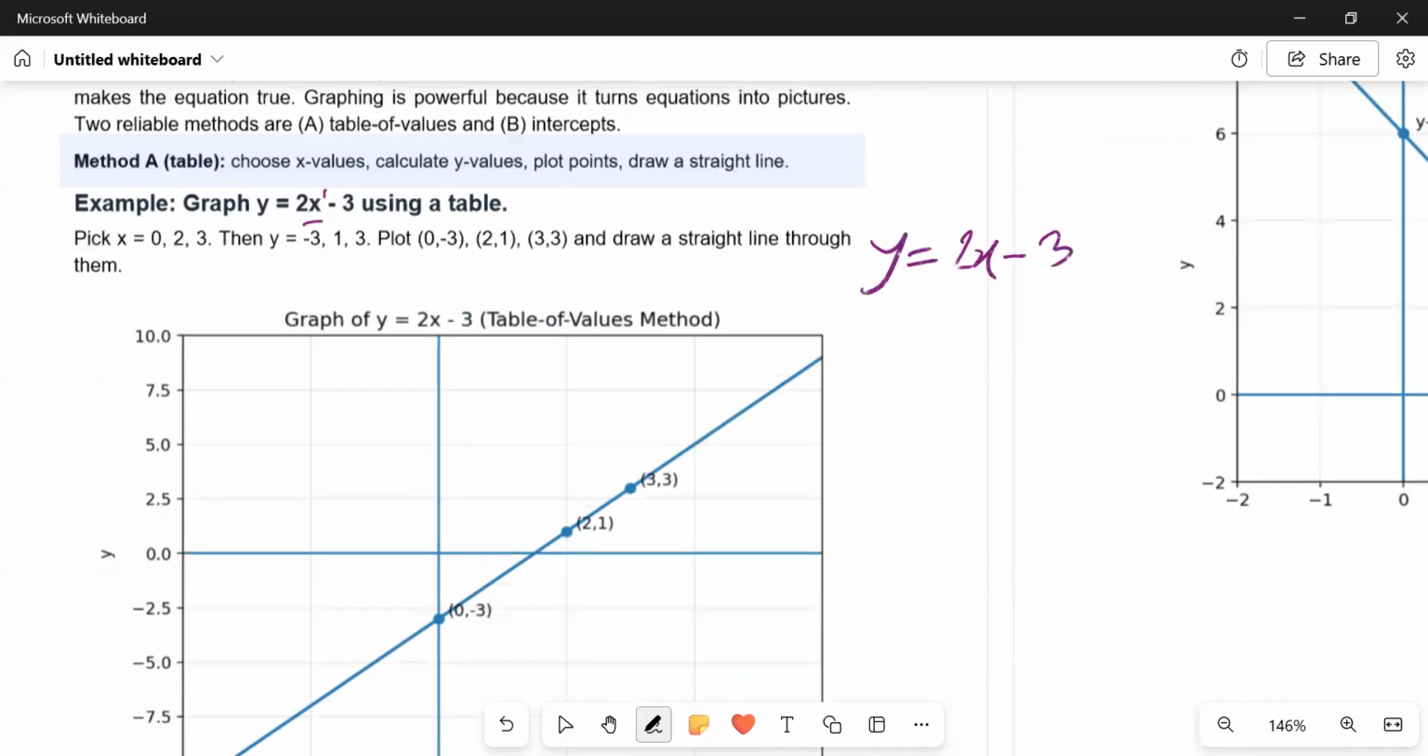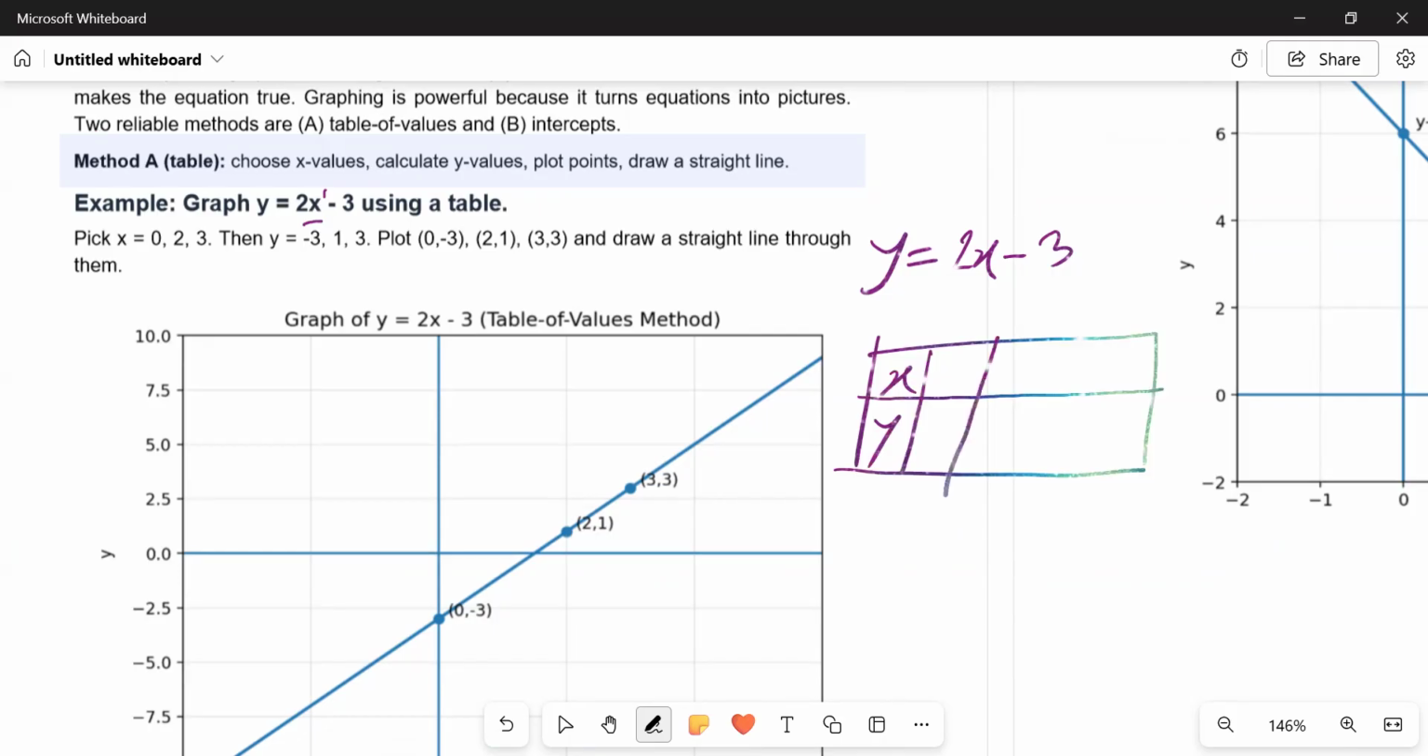How do I plot it? I start taking some values of x, I put it here. For that I get the value of the dependent variable, which is y, and then I start plotting it. So suppose here, let us start with 0. If I plot the value of x as 0, I get -3.